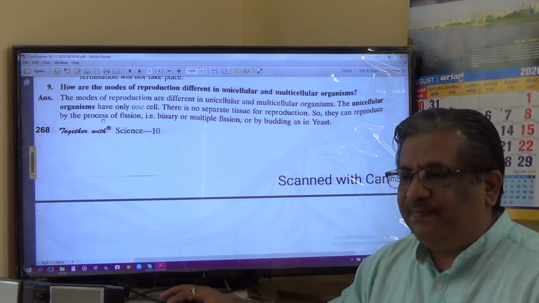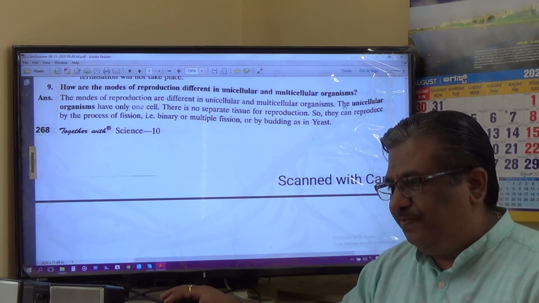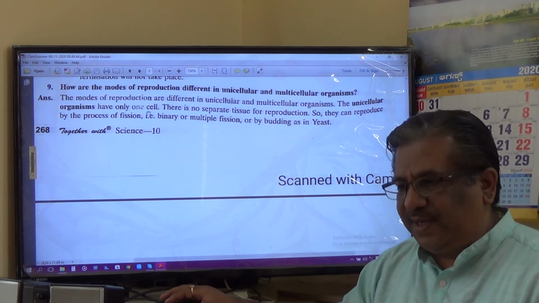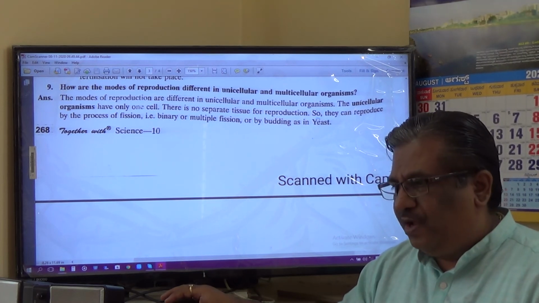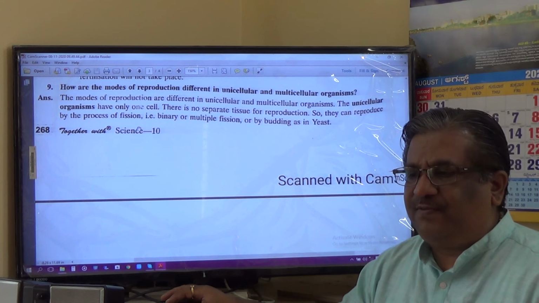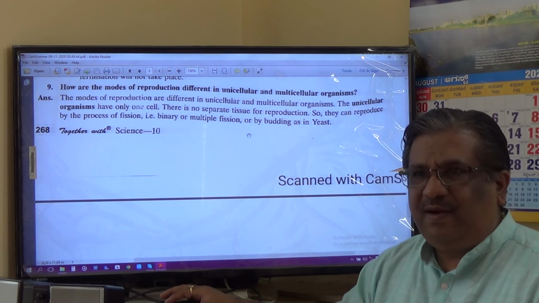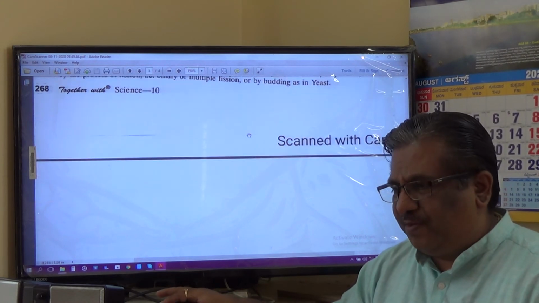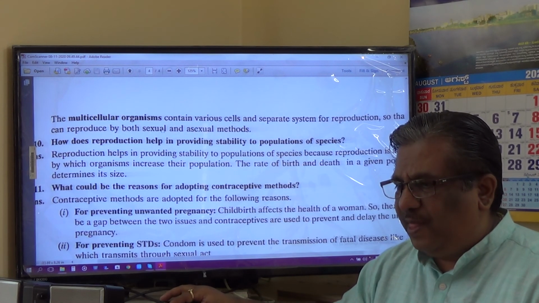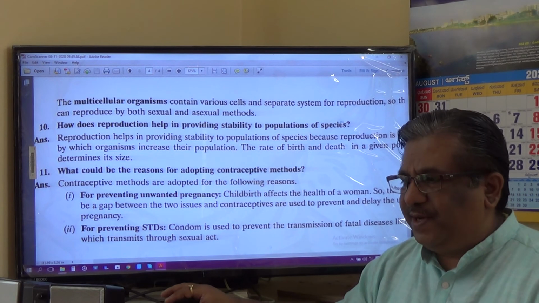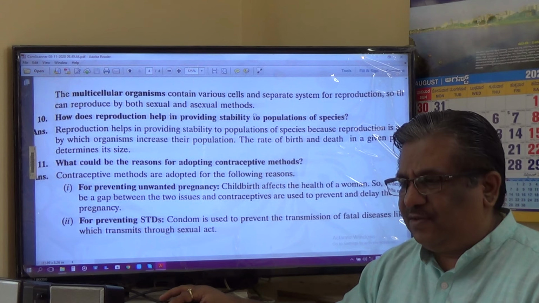So we'll read this answer. The modes of reproduction are different in unicellular and multicellular organisms. The unicellular organisms have only one cell. There is no separate tissue for reproduction, so they can reproduce by a process of fission, binary or multiple, or budding. You can say that these are the 2 things which you observe there. But multicellular organisms contain various cells and a separate system for reproduction, so that they can reproduce by both sexual and asexual methods.